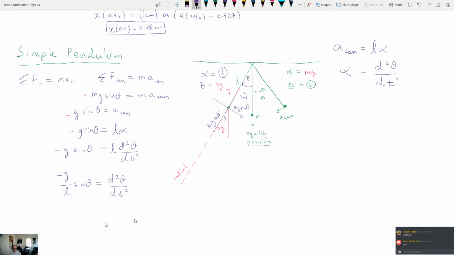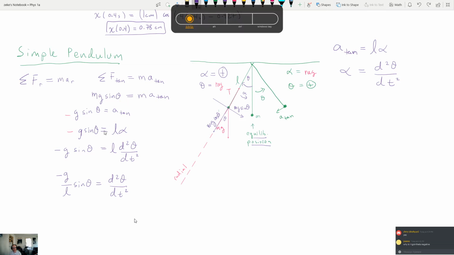We get that. Why is mg sine theta negative? It's not so much that this is negative. You know what? What I could do is this. I could do it like this. This may be a little clearer. It's that the angle is negative.